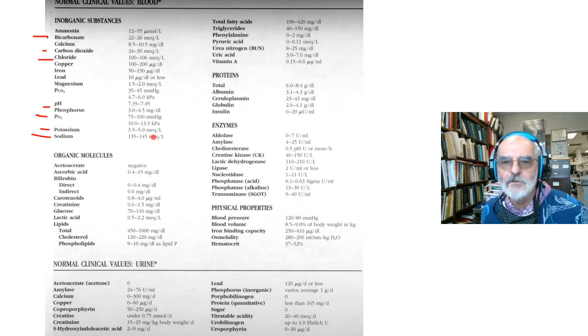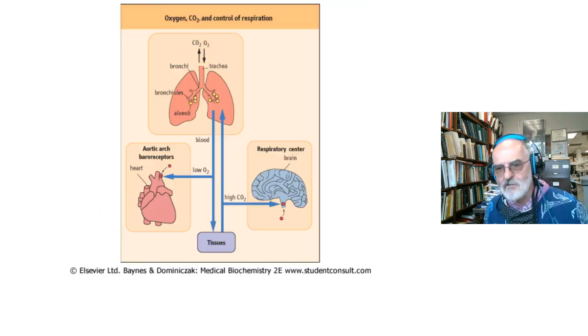So there are normal values here and lots of other things that might be involved that we'll talk about in other contexts. You can see albumin here is 3.1 to 4.3, so that's 31 to 43 milligrams per milliliter. Lots of these normal values are here, and in some clinical exams, they often provide you with a table of normal values. All right.